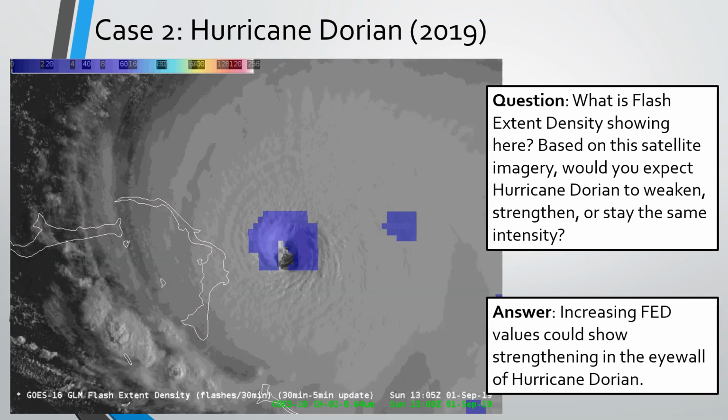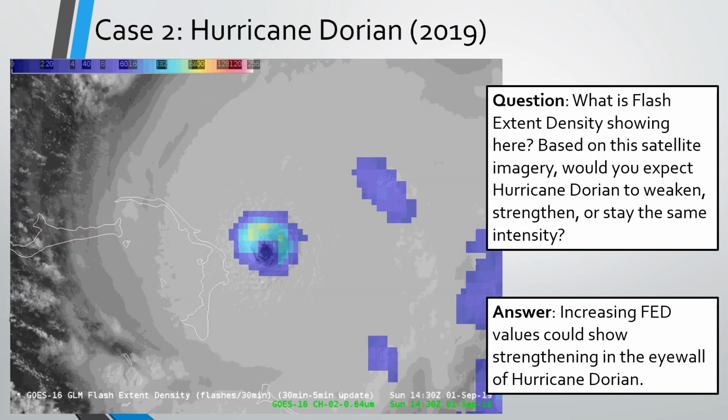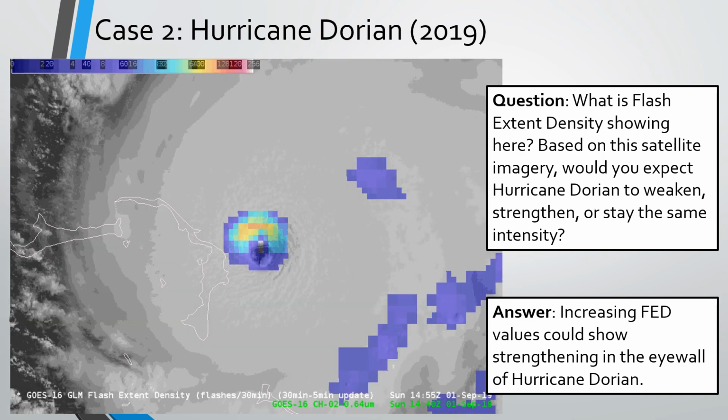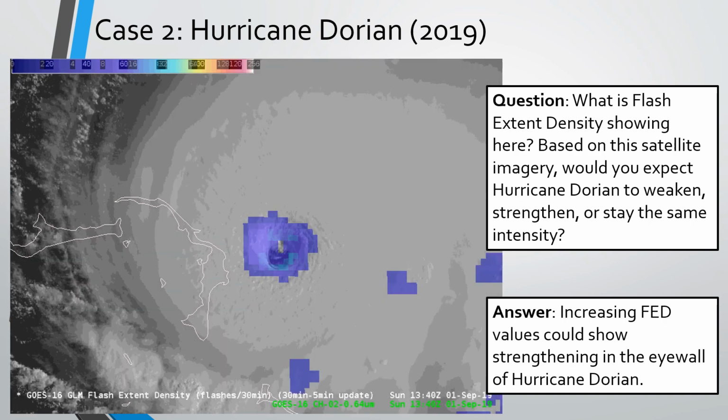The answer in this case shows that increasing flash extent density, or FED values, could indicate the strengthening of the eye wall, or the inner core, of Hurricane Dorian.